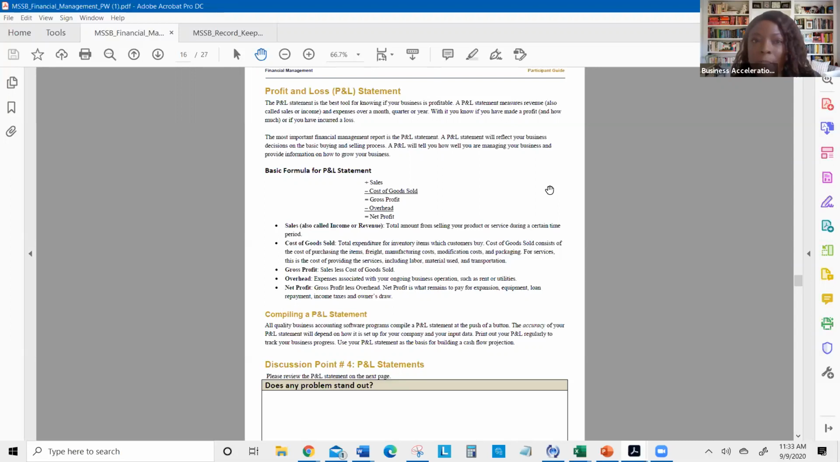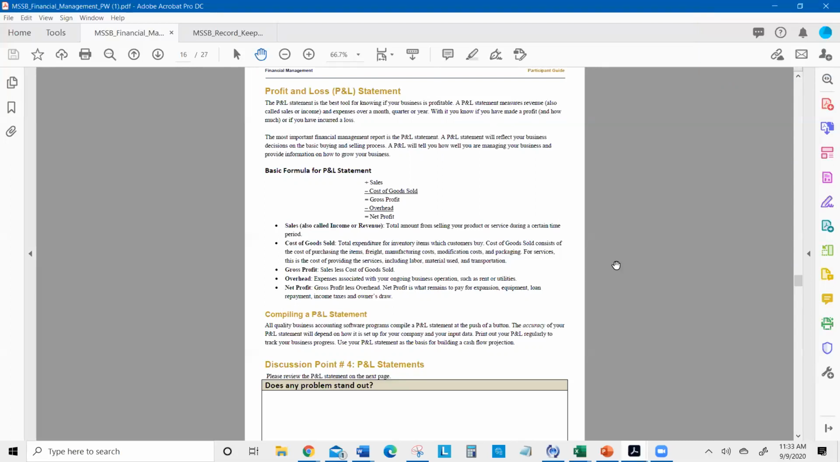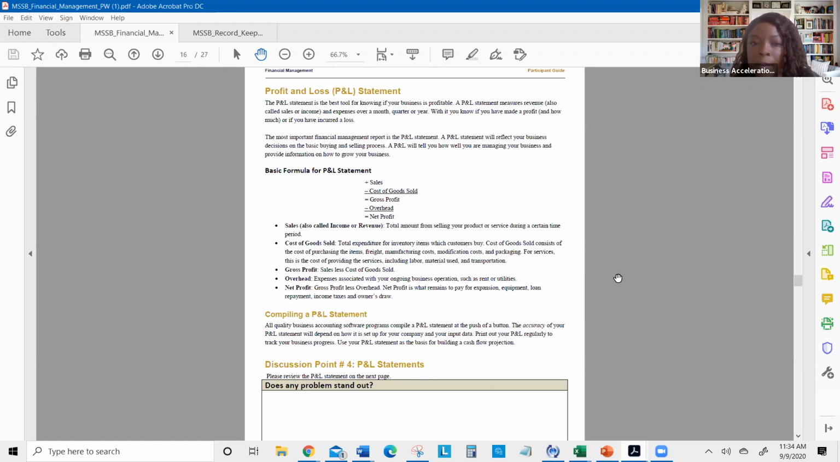So we have the profit and loss, income statement, record keeping, how the banks look at your assets versus your cash flow versus your balance sheet. What's important when you go into the bank asking for money to finance a property or provide you with money for your receivables or for a loan in general.